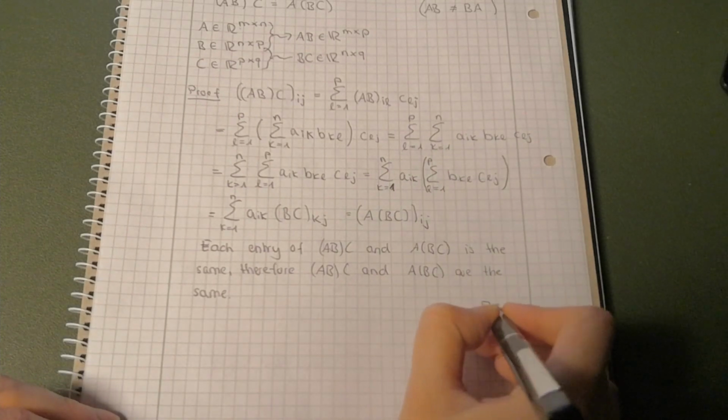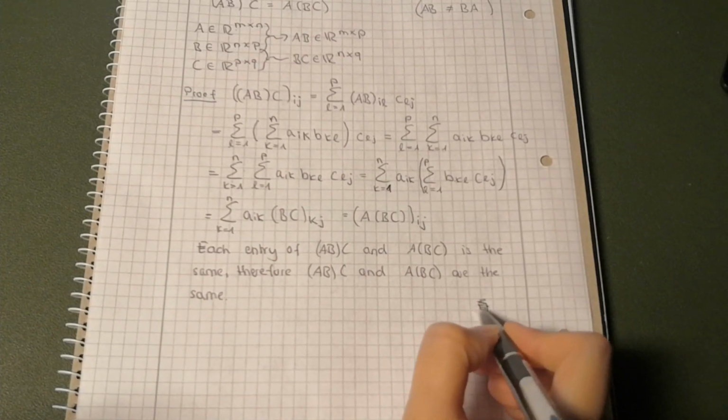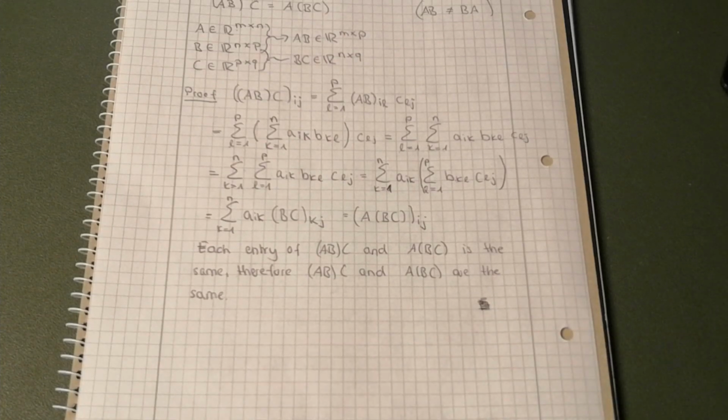And then you can write this tiny little square. That means that you have proven something, but I would recommend to not do this on your homework because it's a bit pretentious in my opinion, but that's just me. Do whatever you want.